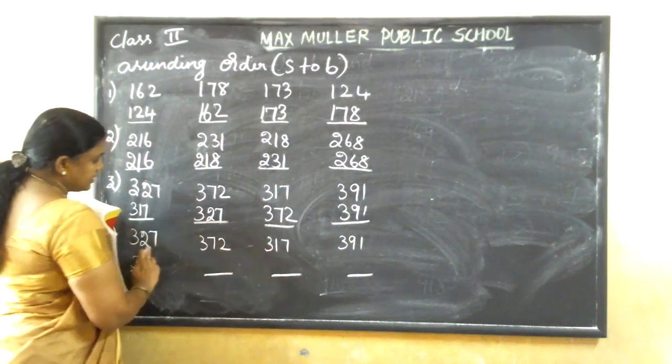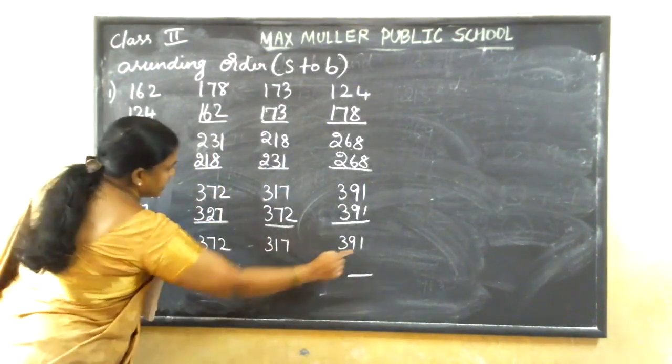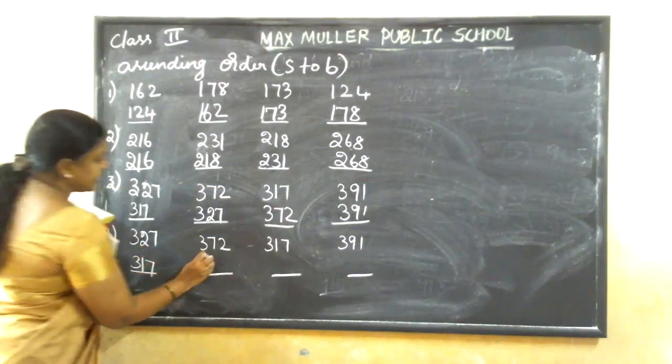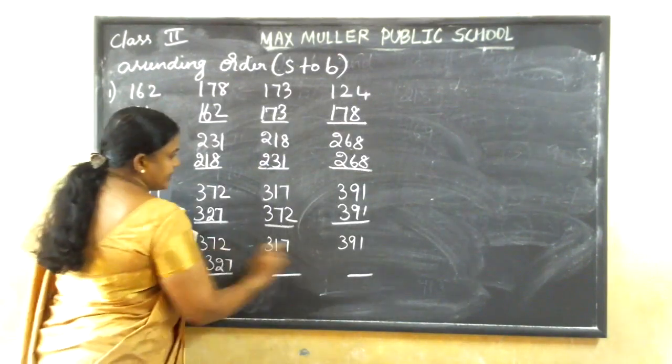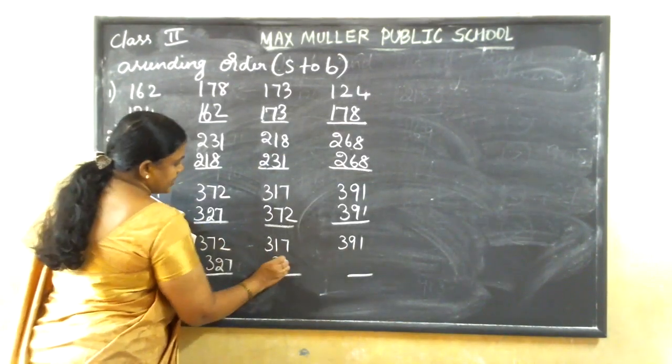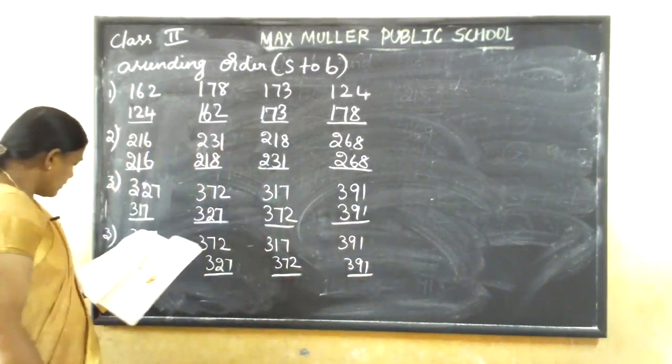Leave this number. See these 3 numbers. 2 is there, 7 is there, 9 is there. Which one small? 327. After that, 7 or 9. Which one small number? 7. 372, 391. Fourth one.